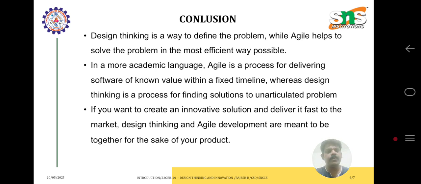Of course, in one context, design thinking and agile, both approaches have some similarity. Whenever the user is looking for a very unique solution, these two approaches could be implemented.